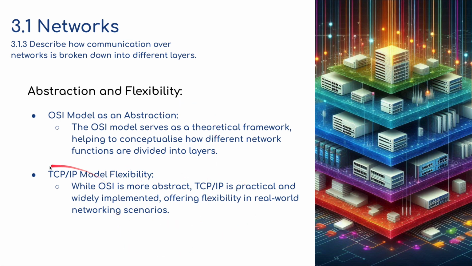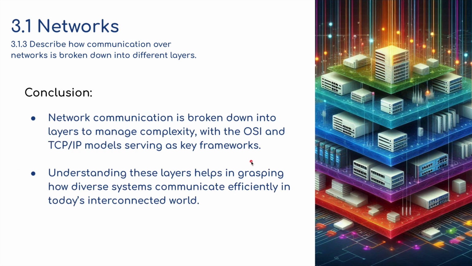I'm sure most of you have heard of TCP/IP, certainly IP addresses, but you may not have heard of OSI, certainly before this video. So just to sum up, network communication is broken down into layers. You really need to know how these are and why they've been broken down into layers, basically to manage complexity, with the OSI and the TCP/IP models serving as key frameworks. Understanding these layers helps in grasping how diverse systems communicate effectively in today's interconnected world.